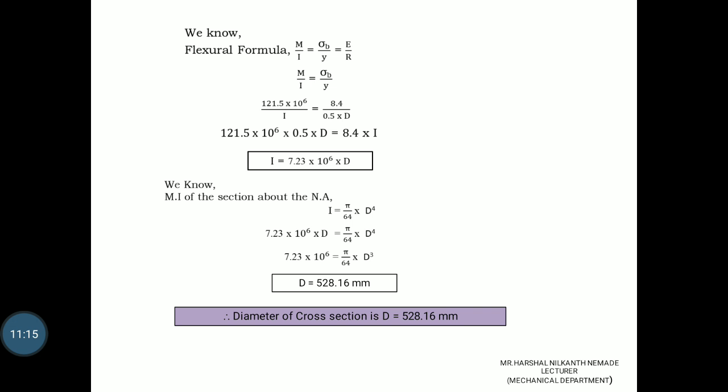We know moment of inertia of the section about the neutral axis, I is equal to pi by 64 multiplied by d raised to 4. Substitute the I value which I have calculated, 7.23 multiplied by 10 raised to 6 multiplied by d, and in this total term d is missing, so solve, I will get the d value and that is 528.16 mm. Diameter of the cross section is d is equal to 528.16 mm.